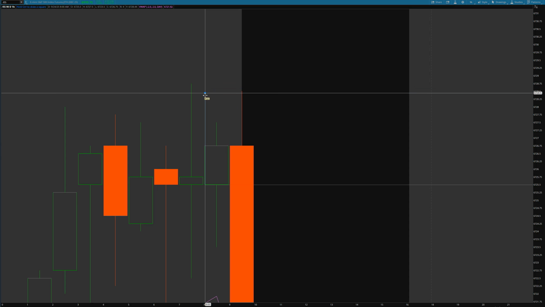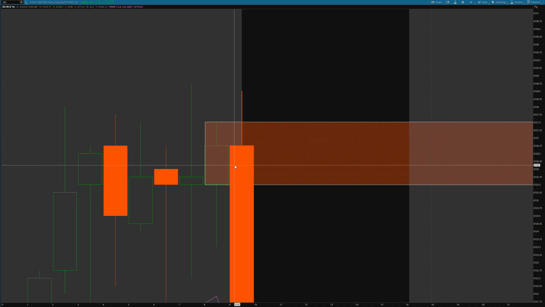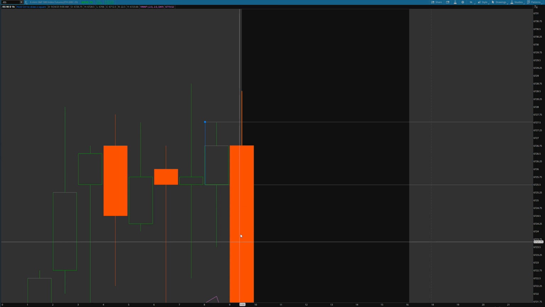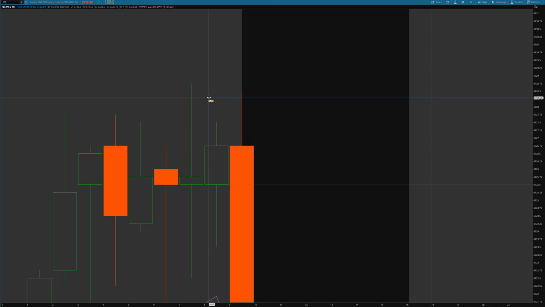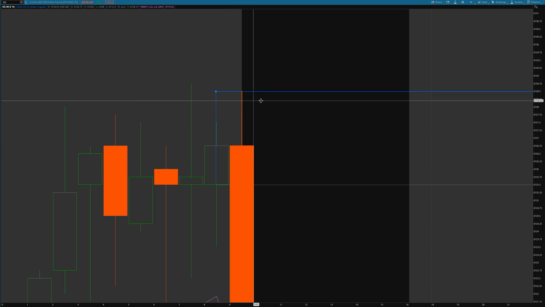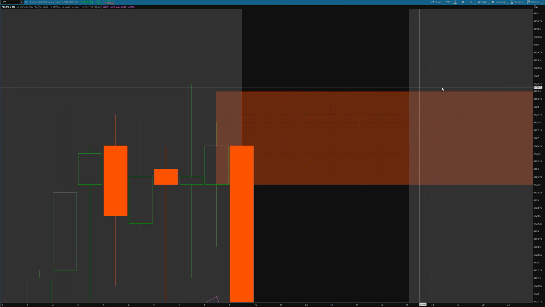So here's a good example. Normally zones form like this, where the basing candle is the highest point. However, for this rally candle, we can see that the high of it protrudes past the high of this basing candle. So for this example, you guys would drag the top of the red rectangle to the top of the rally candle, or the imbalance candle.